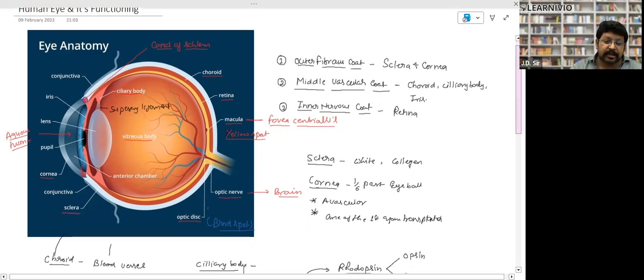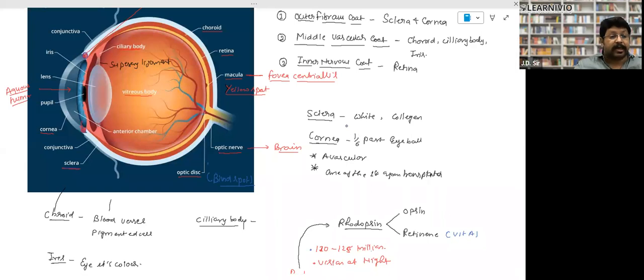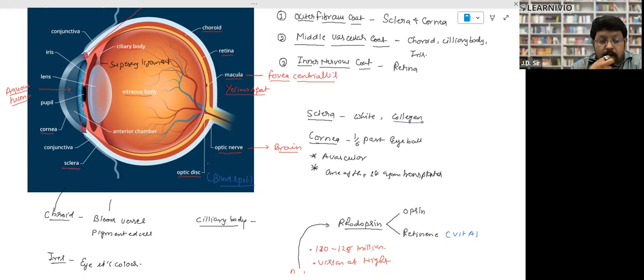Right? Sclera is the second question which has been asked. Sclera is white in color. What is the composition of sclera? Sclera means the outermost layer. Sclera is a white colored structure, the white part of the eyeball. It is made up of collagen. What is collagen, guys? Come on, guys, don't tell me that you don't know collagen. Collagen is a white colored protein, right?